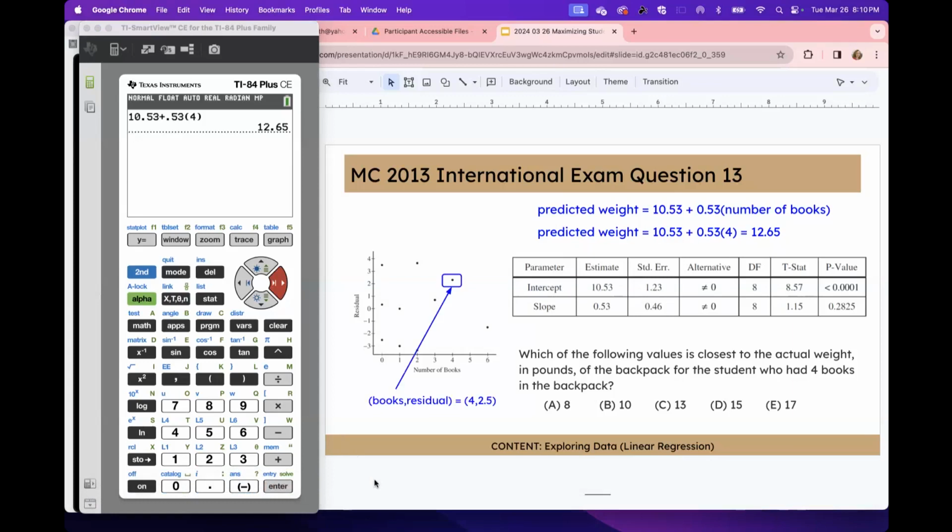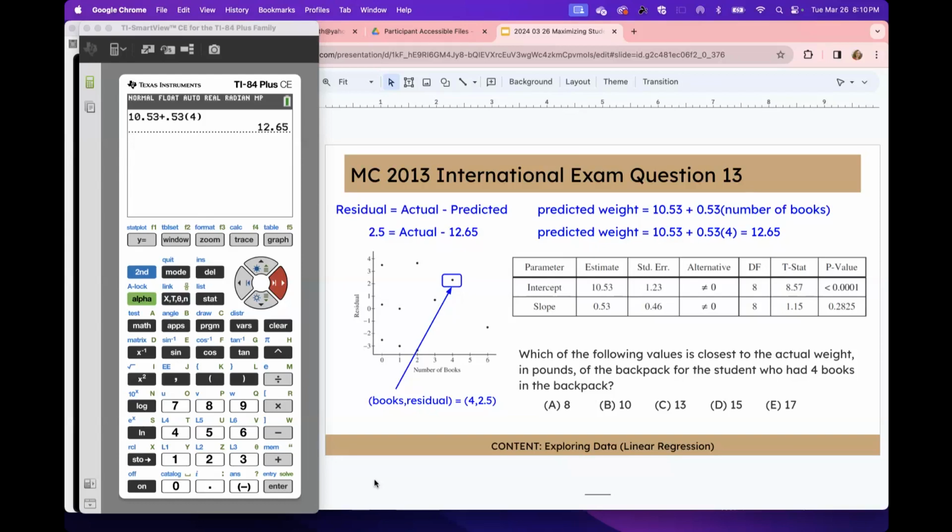And then the second content thing the students need to know to get to the correct answer is how the residual relates to predicted weight and actual weight. Residual is actual minus predicted. AP, they know what AP stands for, so they can remember it's actual minus predicted. That's the only way I can remember it.